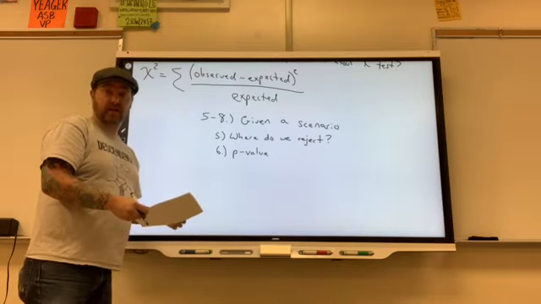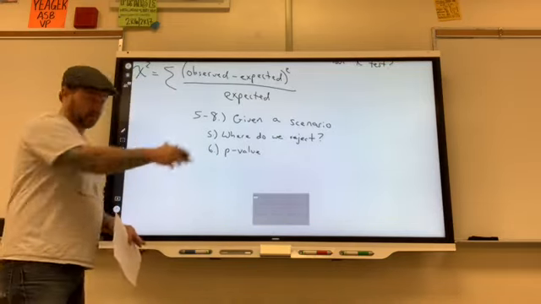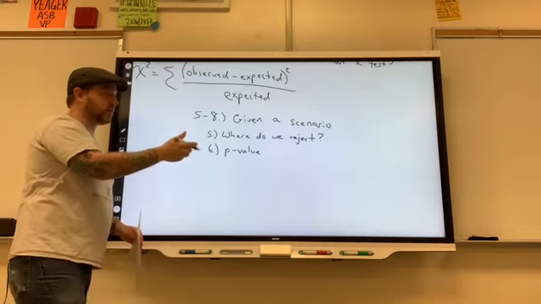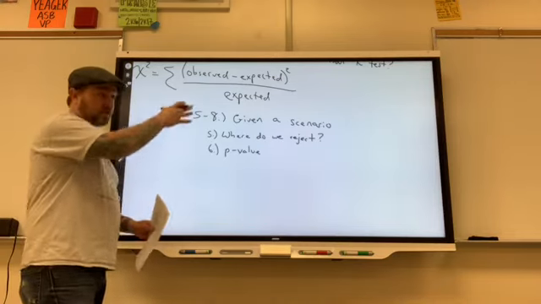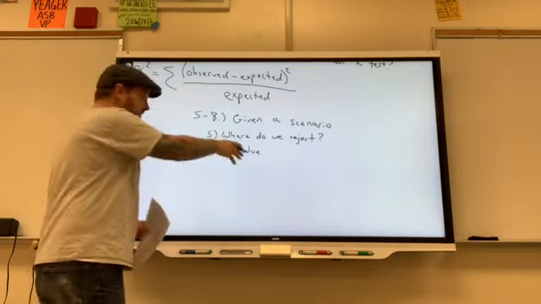P-value, we know how to do that, right? Find the chi-square statistic. You can do chi-square CDF, or you can just run the chi-square test on your calculator. It'll give you the p-value.